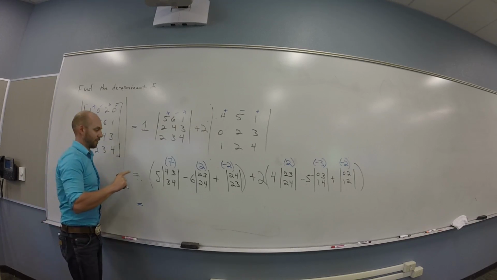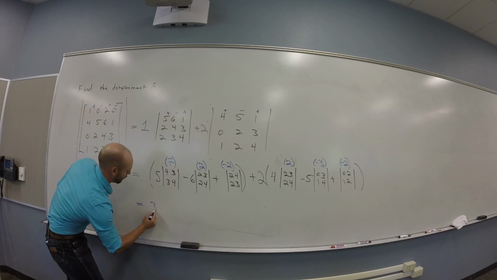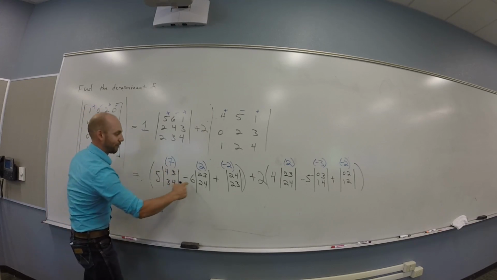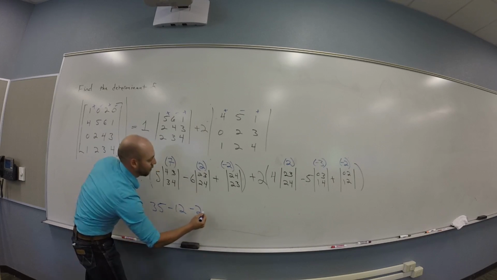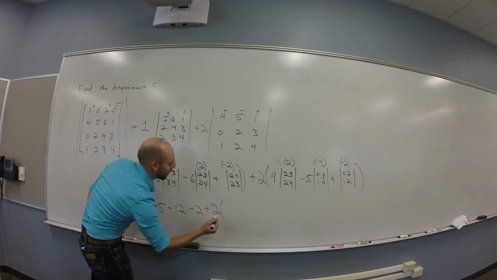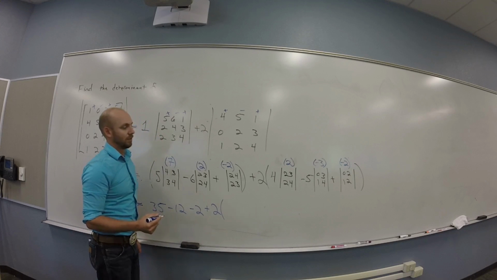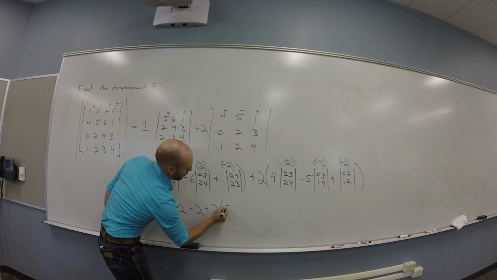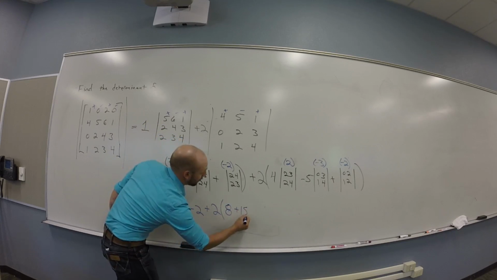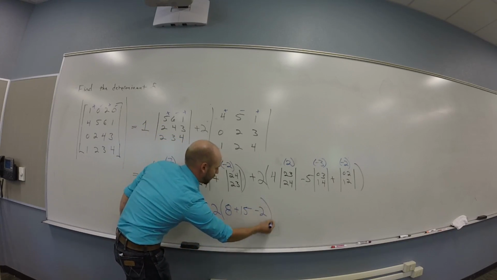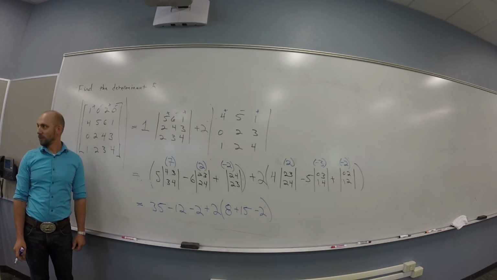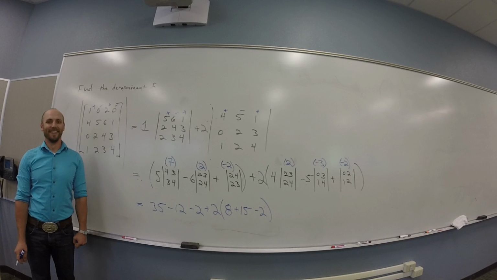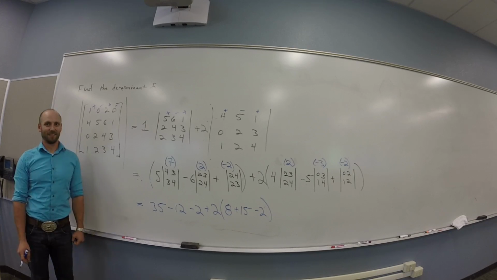Okay, so all told here, I think I've got 35 minus 12 minus minus 2 plus 2 times the quantity of 8 plus 15 minus 2. And some more arithmetic. Did I screw something up, folks?